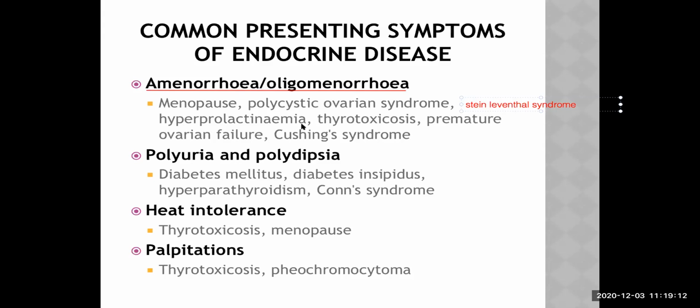Hyperprolactinemia is another cause of amenorrhea. Thyrotoxicosis, premature ovarian failure, and Cushing syndrome are some other causes.